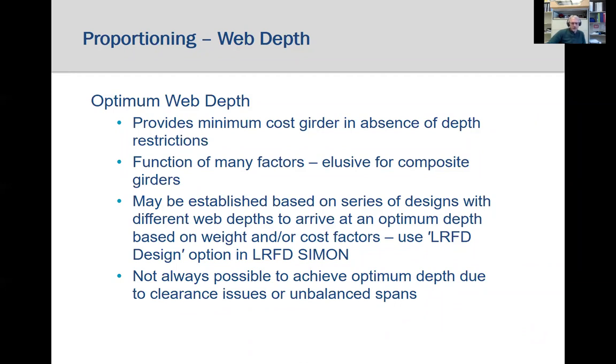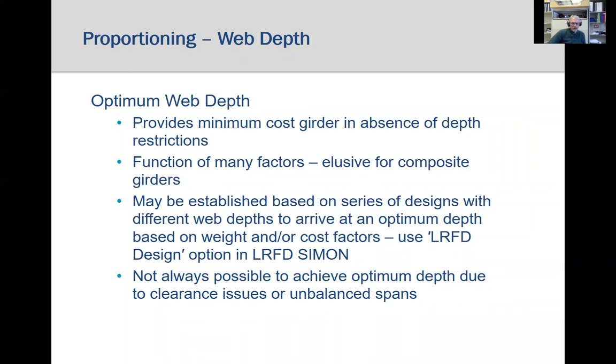In the absence of restrictions on proper span ratios or constraints due to clearance restrictions, it is usually desirable to use the near optimal depth for the largest span in the unit. The optimal depth is the depth that provides the minimum cost girder for a particular bridge. The optimum depth is a function of many factors and is elusive for composite steel girders because they are designed for two load conditions, that is, loads applied before and after the deck hardens. Fortunately, the efficiency of girders does not vary greatly when near the optimum.